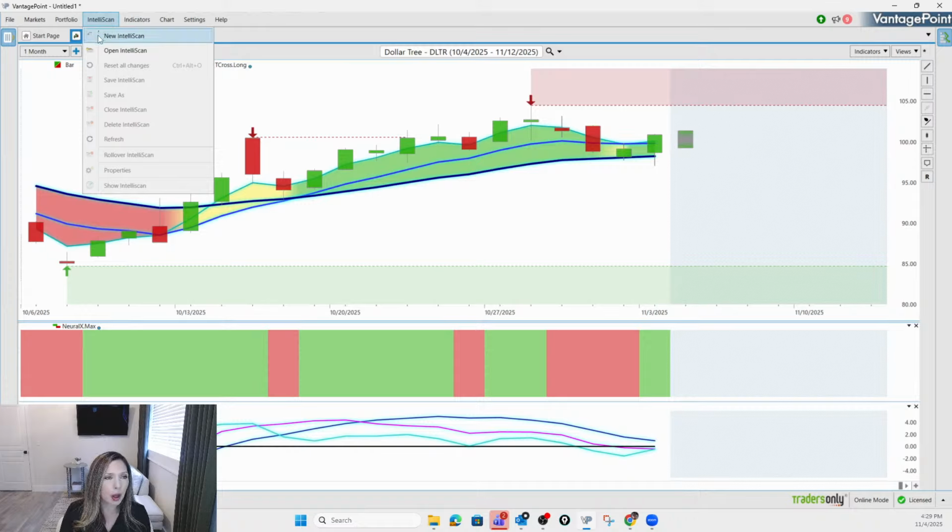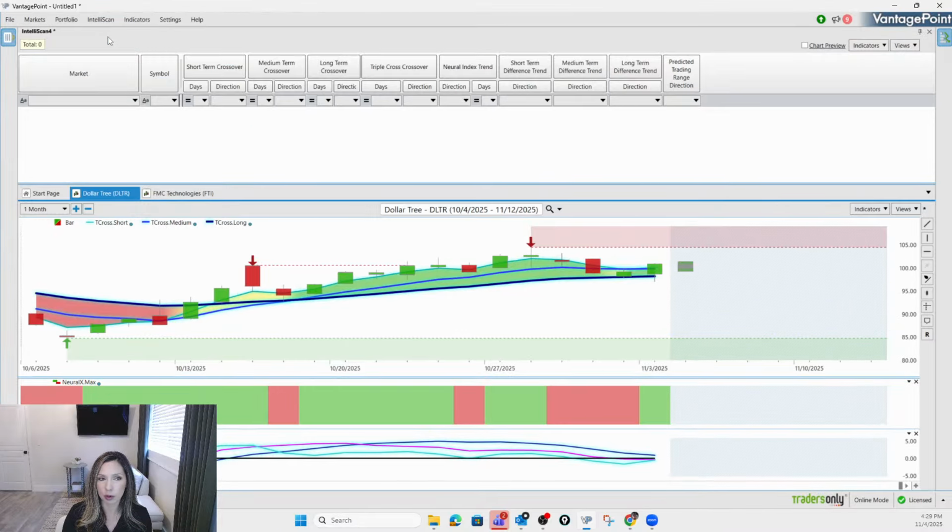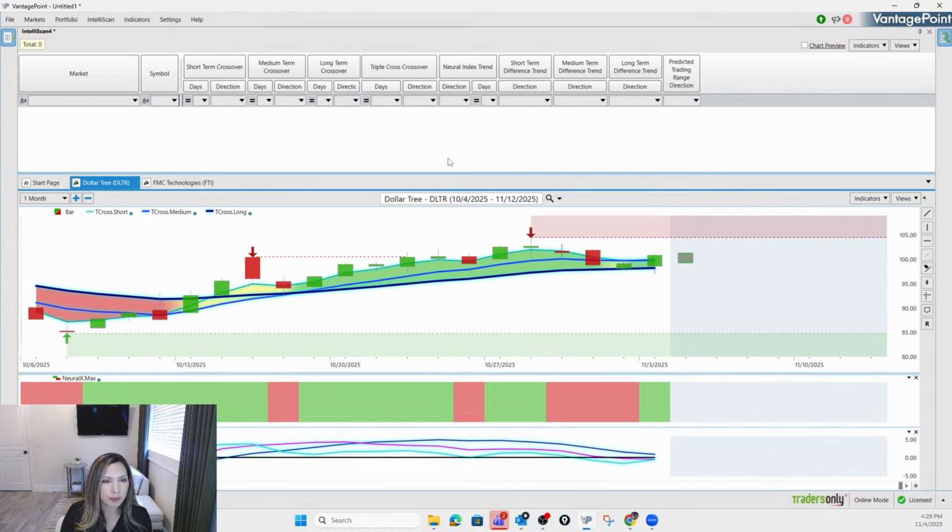So let's jump on into what we call IntelliScan. Now, if you are a VantagePoint user, tell me, are you familiar with IntelliScan? Have you seen IntelliScan before? Even if you're not a VantagePoint family member yet, let me know if you're familiar with the IntelliScan, because we do some sessions as well to just review and show other traders out there the power of artificial intelligence. But let's jump on into our IntelliScan.